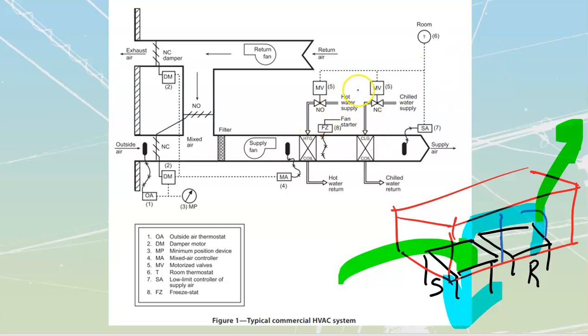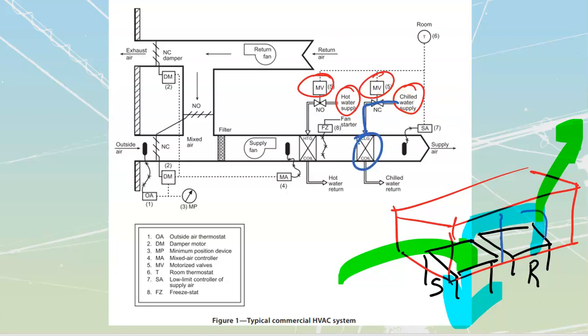If we take a look at this, what we see over here is that we have a hot water supply and we've got a chilled water supply. For a built-in unit, we will have a chiller that's going to be on the roof. We are also going to have boilers that are going to provide hot water. And then I'm going to have motorized valves over here. Those motorized valves are either going to allow cold water to flow through its coil.